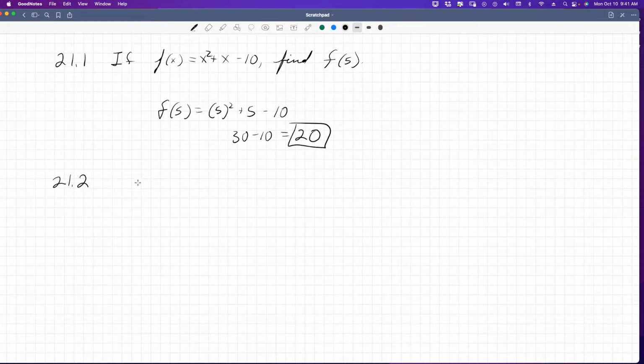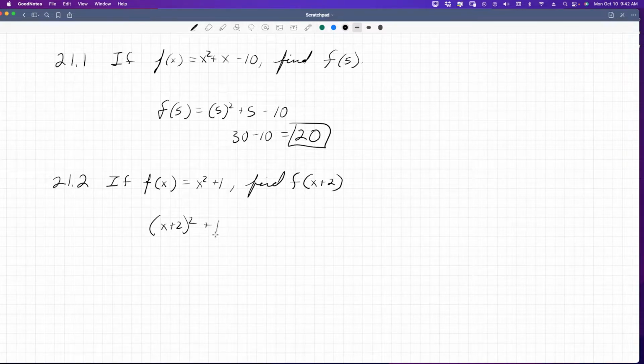So here we have another function. If f of x is equal to x squared plus 1, we're going to find, and this time we're given an expression, x plus 2. So we do the same thing. Whatever is here, we sub in for x. So this would be x plus 2 squared plus 1.